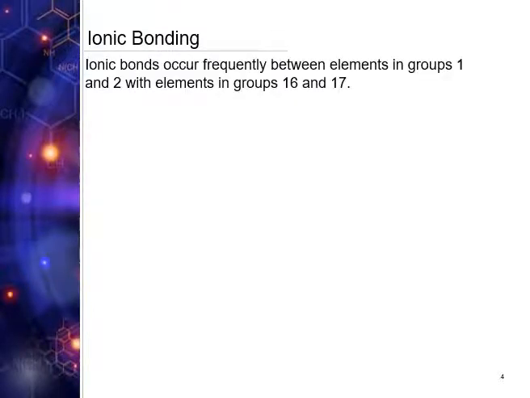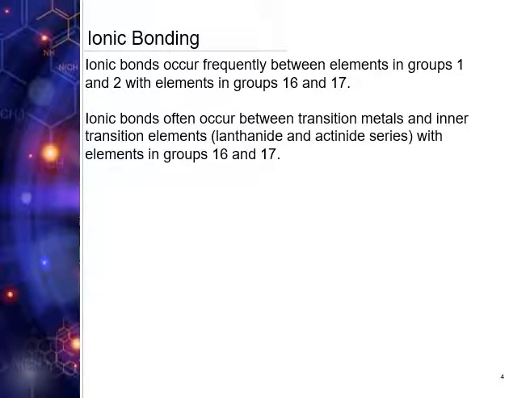Ionic bonds occur frequently between elements in groups 1 and 2 with elements in groups 16 and 17. Ionic bonds occur between transition metals and inner transition elements with elements in groups 16 and 17.